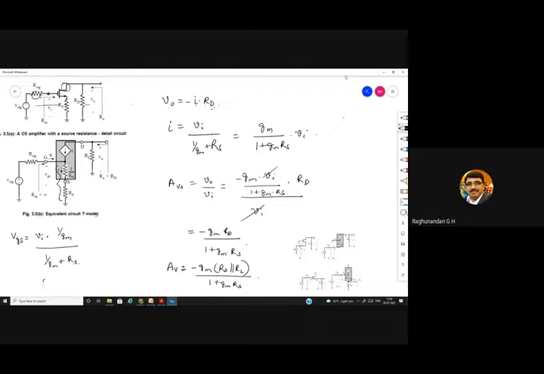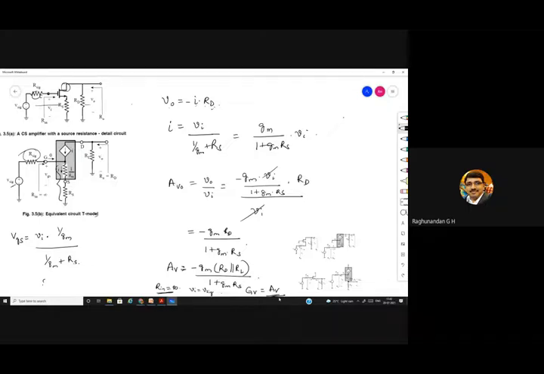Since Rin is infinity and Vi is almost equal to V signal, as we know that input impedance is infinity, the input voltage we are getting here will be the same. Ignoring R signal, our overall gain will be equal to the terminal voltage gain.